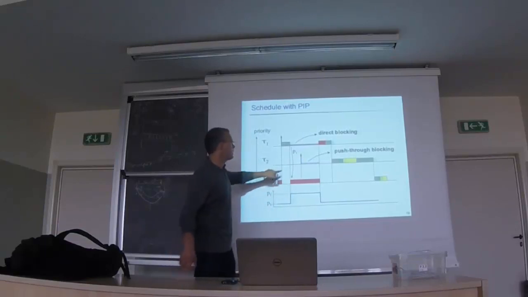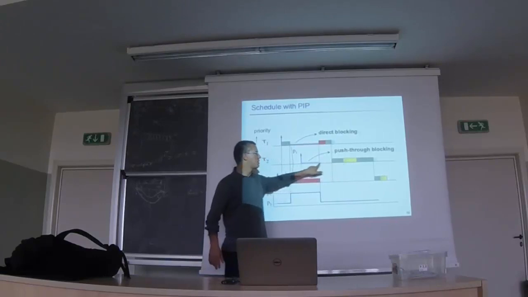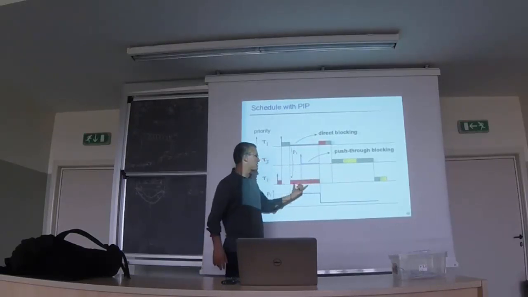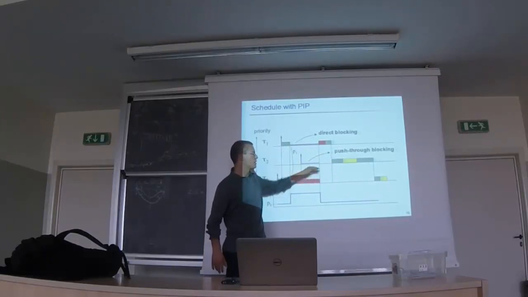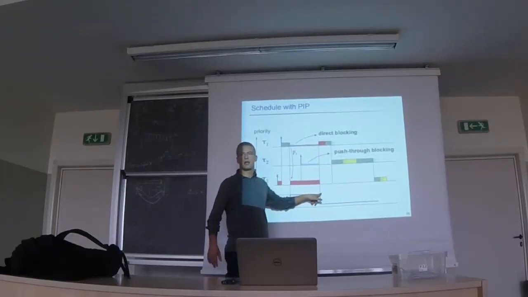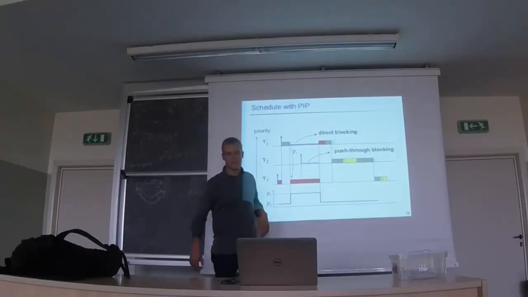So this is push-through blocking because this task is blocked despite the fact that it does not access any red resource. This is a kind of ceiling blocking. I'm blocked here because a low priority task increased its priority artificially. So this is push-through blocking.